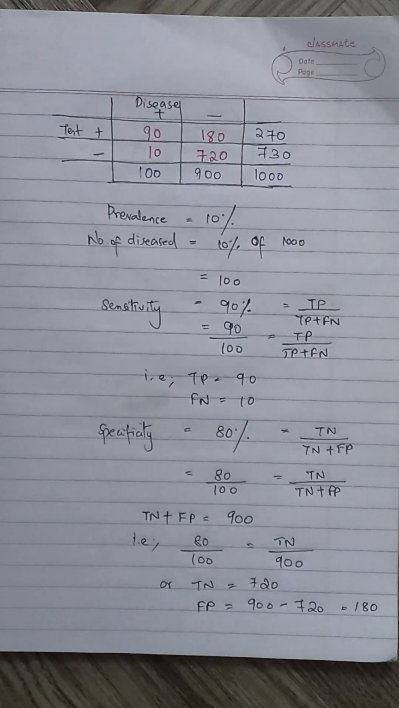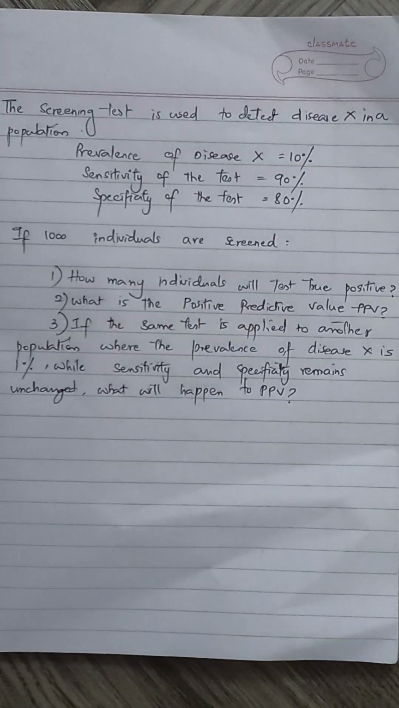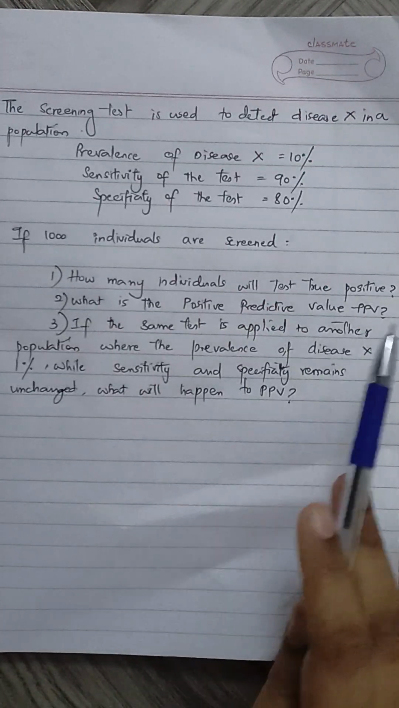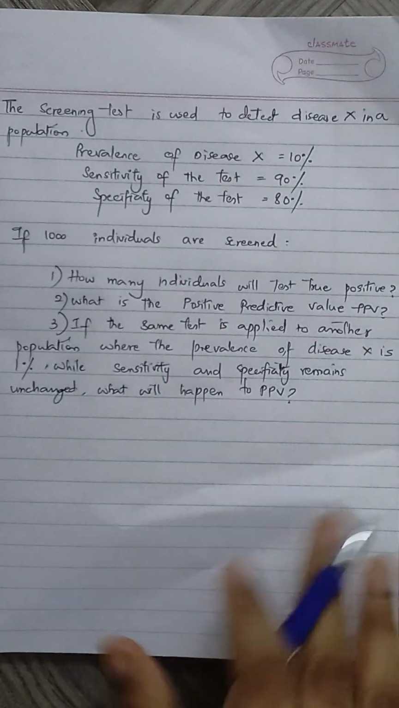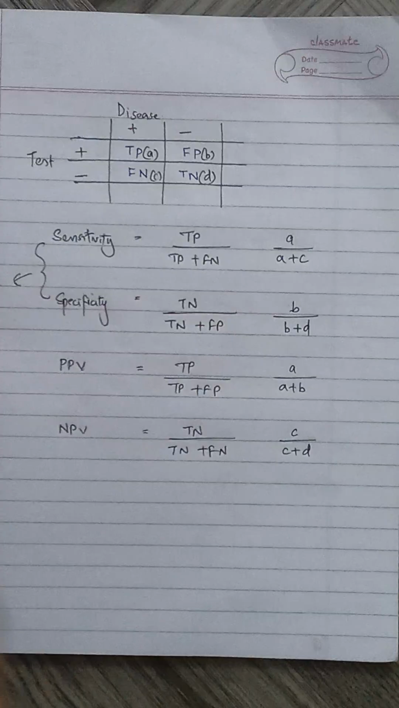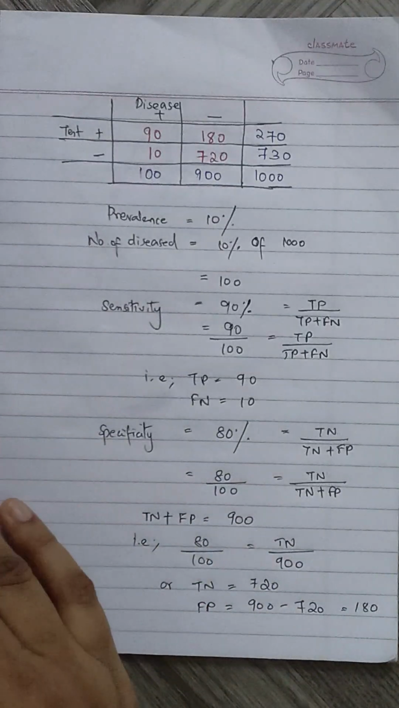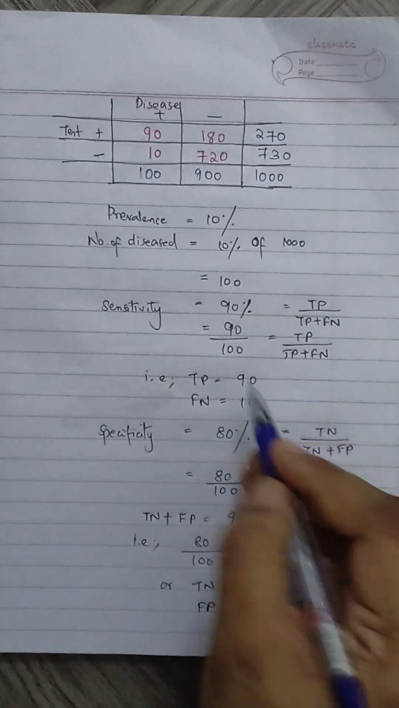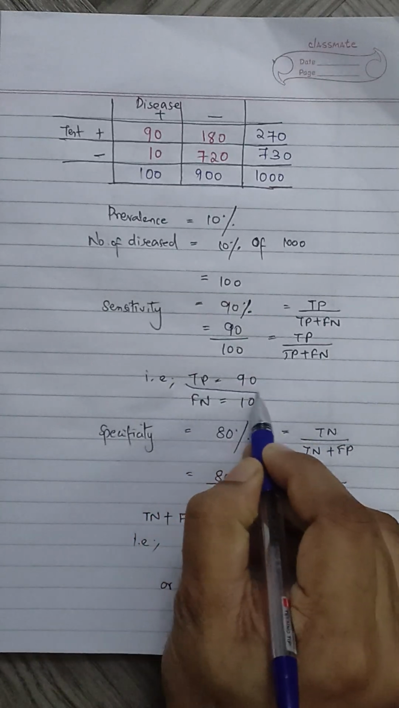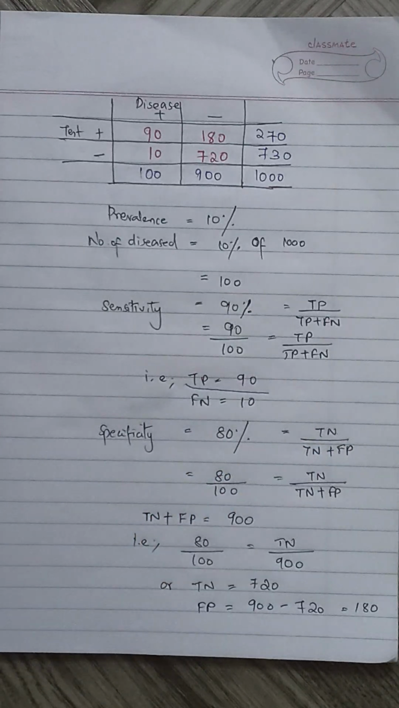Now let's come to the question. The first question is how many individuals will test true positive? We've actually found that, right? What is our true positive? It is here. True positive is 90. So how many people will be true positive? It is 90. Next, what is the question?